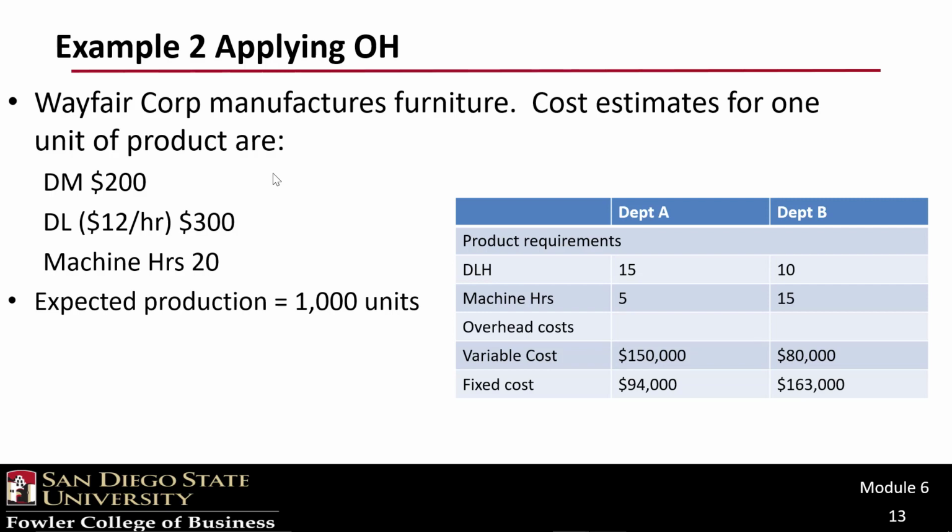So in any event, Department A for each product requires 15 direct labor hours and 5 machine hours. Department B requires 10 direct labor hours and 15 machine hours. And the overhead costs associated with each of these departments are: variable costs are $150,000 for Department A and fixed costs $94,000. And for Department B, the variable costs are $80,000 and the fixed costs are $163,000.